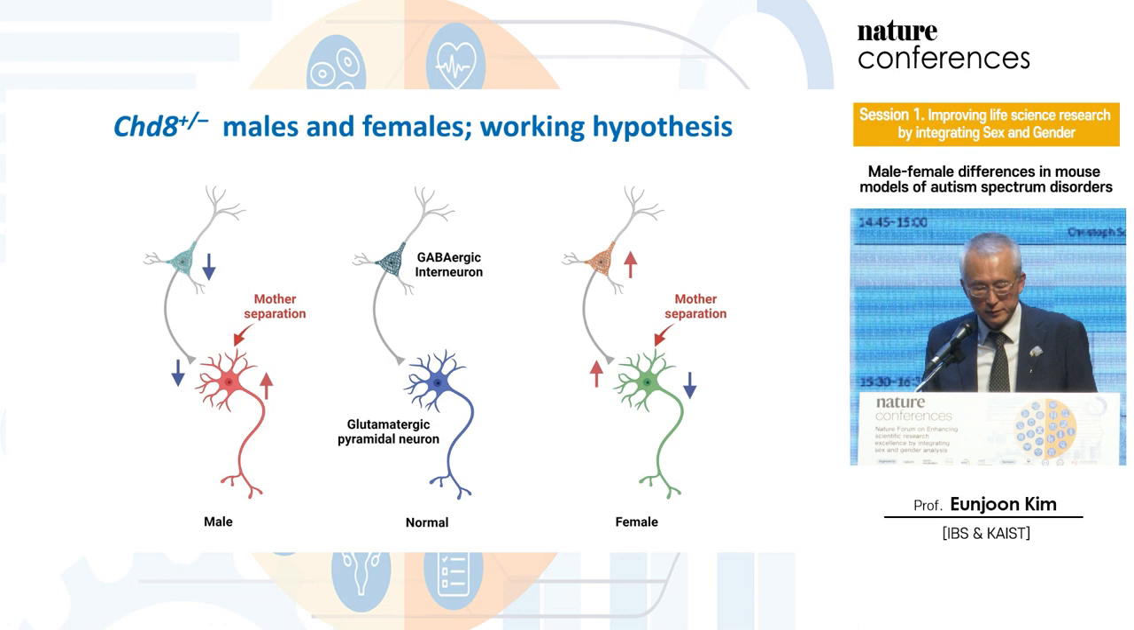So what is going on? This is a current hypothesis. As you know, the principal neurons are usually inhibited by GABAergic neurons. But in males, the GABAergic neuronal activity is low, and so the release of the inhibitory neurotransmitter is weak, and upon mother separation, which generally induces an increase in neural activity, this stress causes an excessive increase in neuronal excitation. Whereas in females, the GABA neuronal activity is high under baseline conditions, and upon mother separation, this GABAergic contribution seems to be limiting excessive excitation of the postsynaptic neuron.